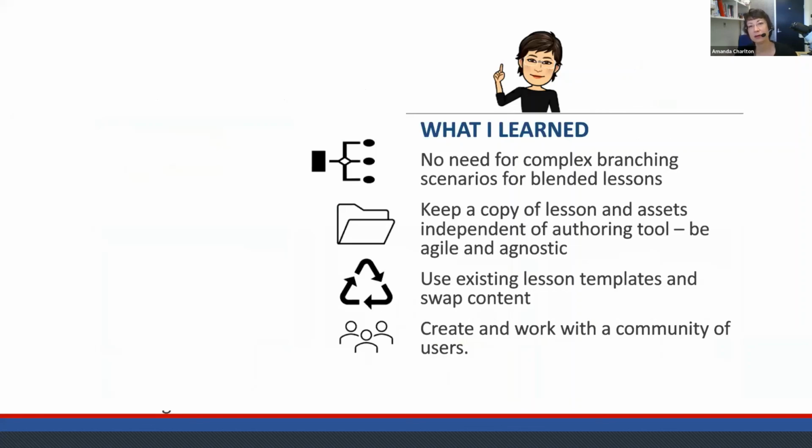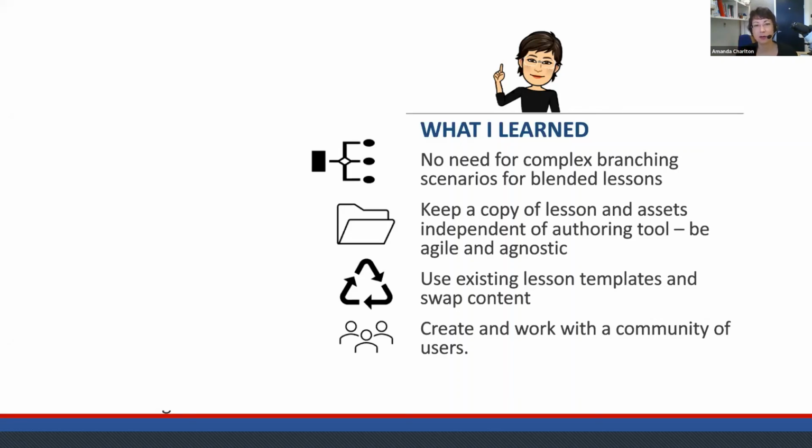Almost there. What did I learn? There is no need for complex branching scenarios in blended. Keep a copy of the lesson in all your assets, independent of the authoring tool, so you can just take it like a suitcase and blend it into the next lesson as required. Using existing lesson templates and swapping out the content is a very efficient way to get new learners into making e-learning programs. You just build on what somebody else has done instead of making it from scratch.